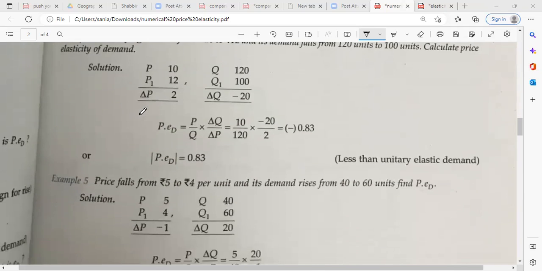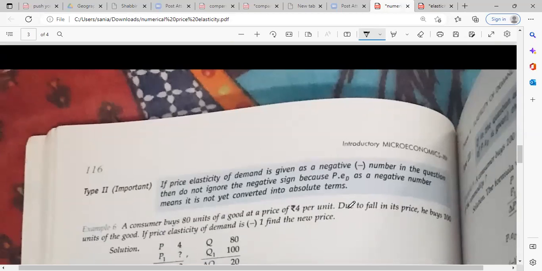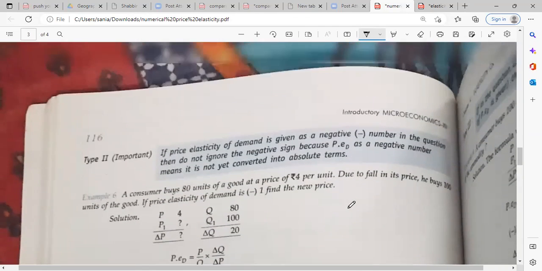Okay. So you got 2.5. Yes. And also see, whenever you're getting the answer, you have to write this, right? That whether it is greater than, less than, or equal to unitary. So 2.5 is obviously greater than unitary. Now coming to the second part, which is C.